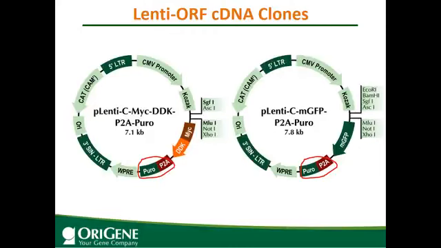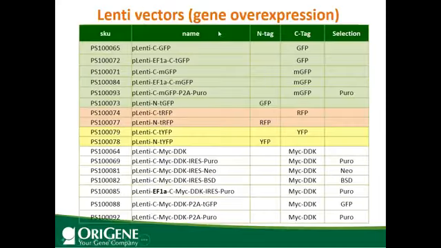If you need different tags or selection markers, Origin offers many lenti cloning vectors with different fluorescent proteins or different selection markers, like neomycin and blasticidin, and this vector is even under an EF1A promoter. The ORF can be easily shuttled into any of those vectors.